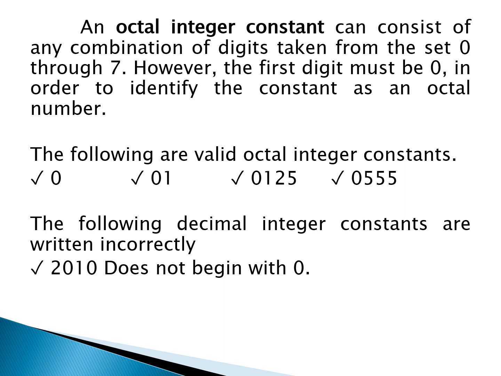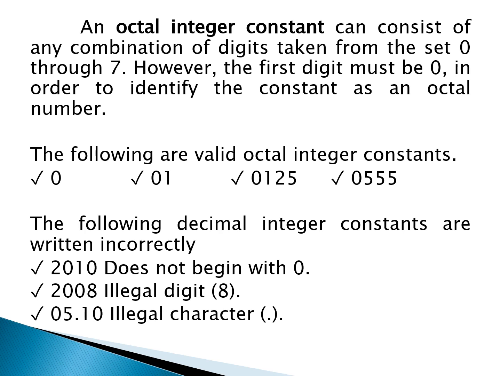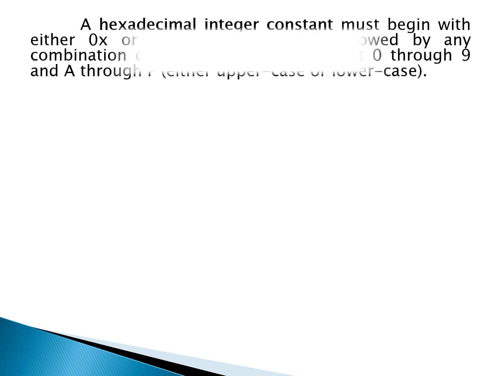2010 is invalid because it is not starting with 0. Then 2008 is also invalid because of the illegal digit 8, as well as because it is starting with 2, since an octal integer should start with 0. Then 05.10 is illegal. Even though it starts with 0, it is illegal because of the dot which has been used.